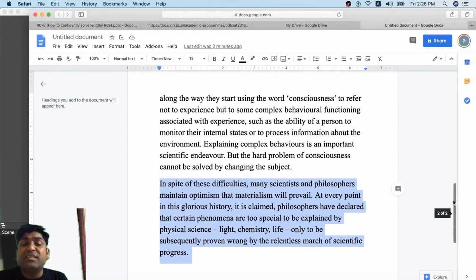In spite of these difficulties, many scientists and philosophers maintain optimism that materialism will prevail. At every point in this story's history, philosophers have declared that certain phenomena are too special to be explained by science, only to be subsequently proven wrong.